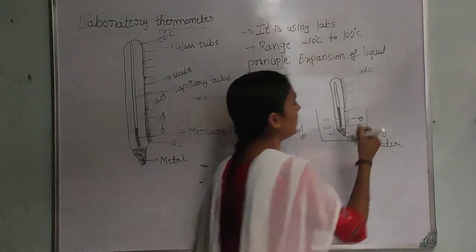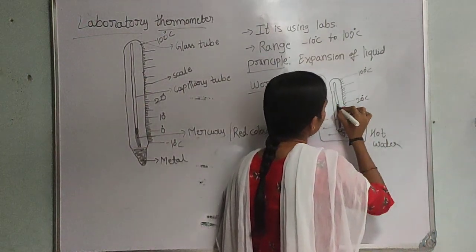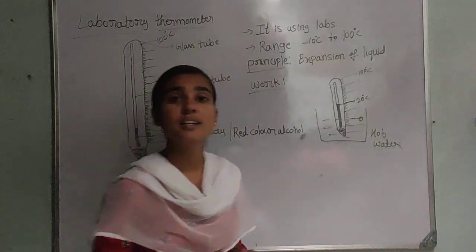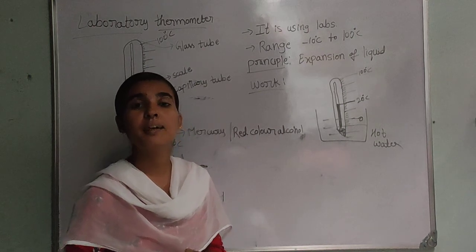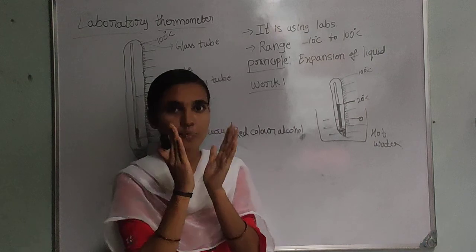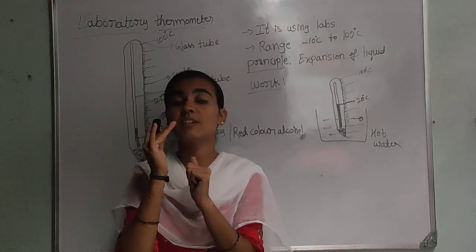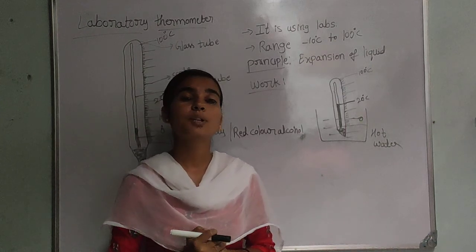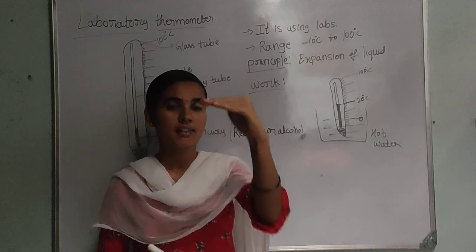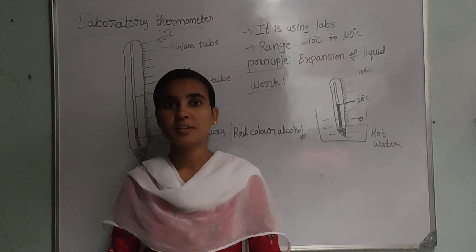See here, it will stop at a temperature of 20 degree Celsius. Whatever this 20 degree Celsius is, that is the temperature of the hot water. So where the temperature rises and the mercury stops, that level we call the temperature of an object.